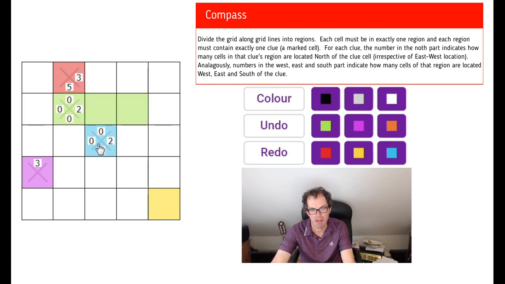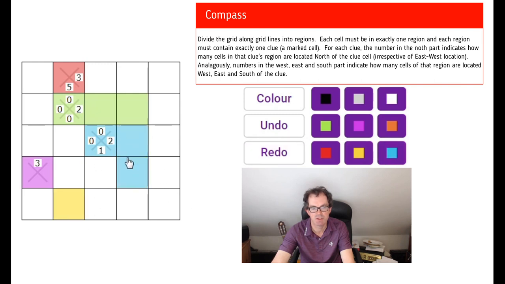But if we think about how this blue region could extend, the obvious way would be we could put one down like that and two east like that. We might say, well, this is a valid blue region. But the problem is that this valid blue region isn't the only way that you can make this region correct. We could have this arrangement.